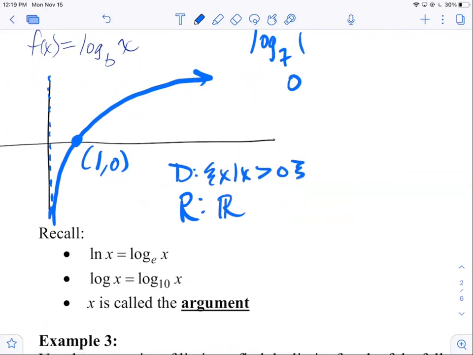Now, you can only take the log of a positive number, but can a log itself be negative? The log is an exponent, right? Can we have negative exponents? Yes. So keep that in mind. This is important. If you take the log of any number between 0 and 1, you're going to get a negative number. If you take the log of anything bigger than 1, you're going to get a positive number for logarithmic growth.